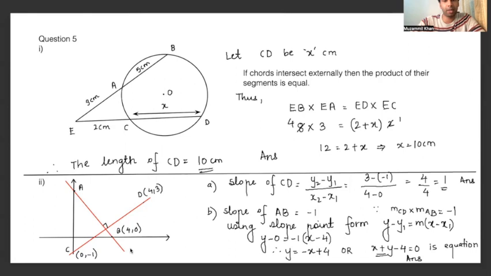Then AB being perpendicular, we had to use the concept of negative reciprocal, and that basically gave us the slope of AB as -1. And then we can use slope point form to determine the equation of line AB. So I've presented the answer in both the forms. The first form is y is equal to mx plus c, and the second one is the general form or the general equation of a line. So y is equal to minus x plus 4 and x plus y minus 4 is equal to 0.